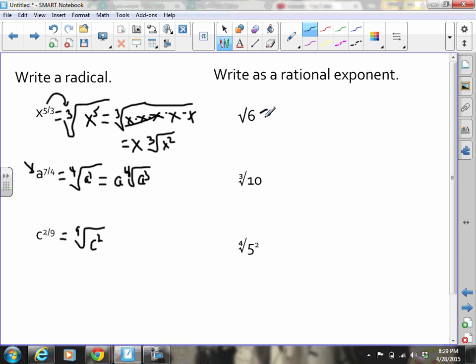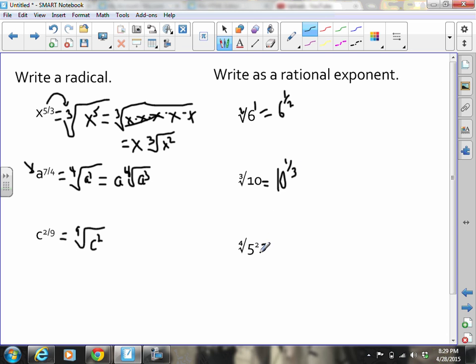Let's rewrite these as rational exponents. There's no index listed here. That's called a square root. There's an understood index of 2. So this is the same thing as saying the square root of 6. And what power is 6 raised to? It has an invisible power of 1. So this is the same thing as saying 6 to the 1/2. This one would be the same thing as 10 to the 1/3. 10 has an invisible power of 1. And the root is 3.